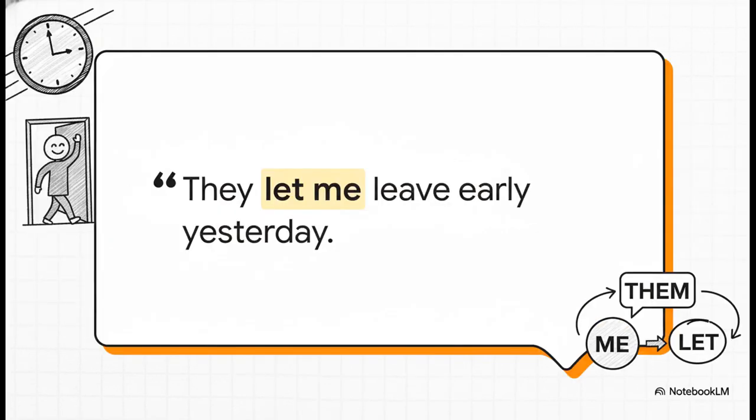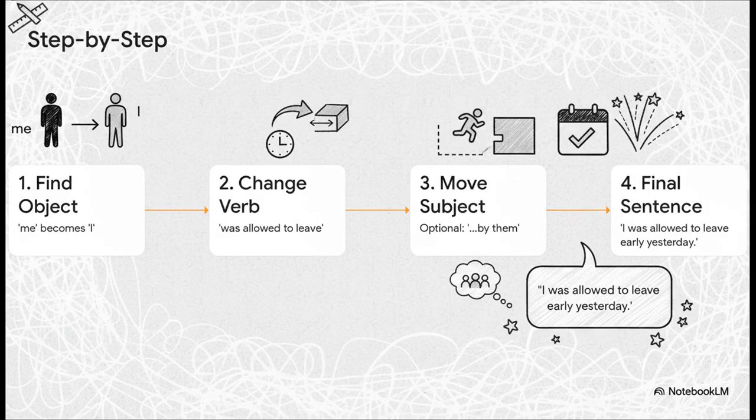Last one for our practice round. They let me leave early yesterday. Hey, this should look pretty familiar, right? It's just like that second example we did. So what happens to me and what happens to the verb let? You got it. Me becomes I, and let becomes was allowed to. Our final sentence is, I was allowed to leave early yesterday. Fantastic job. You just successfully converted 5 sentences to the passive voice.